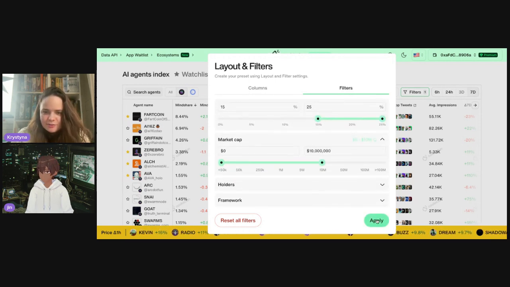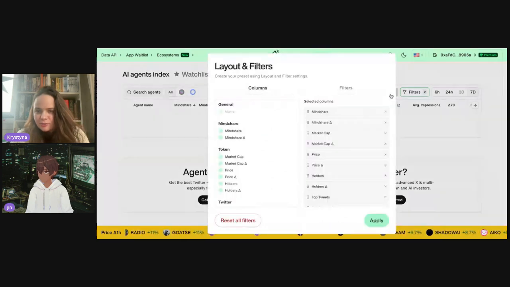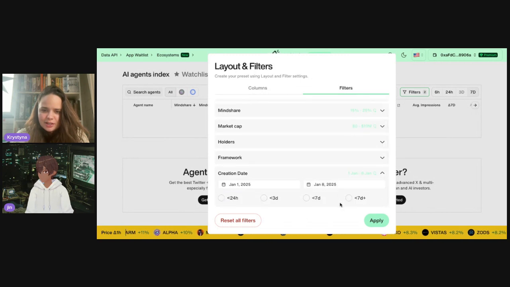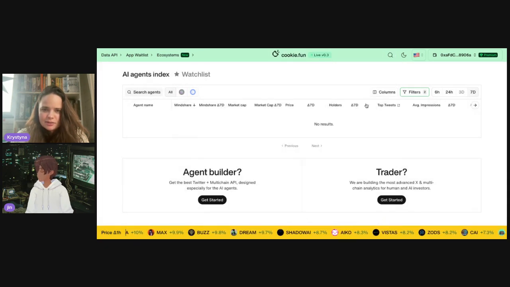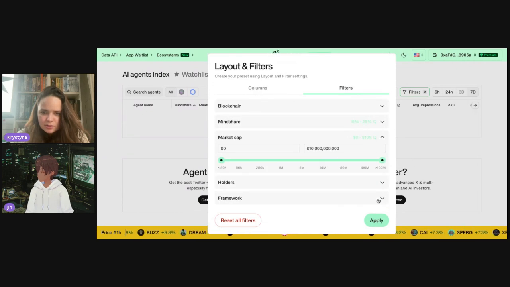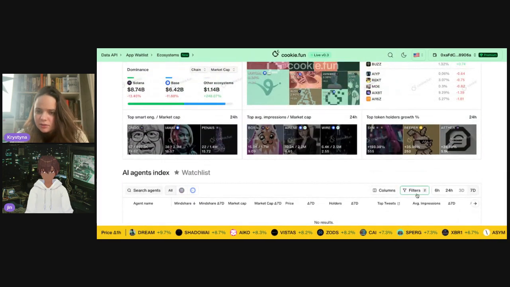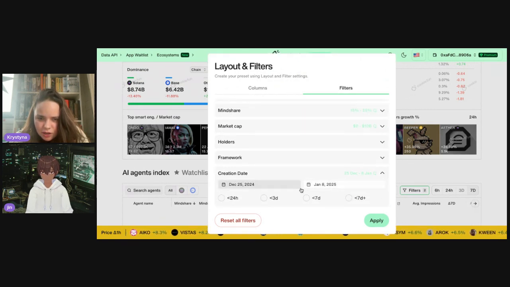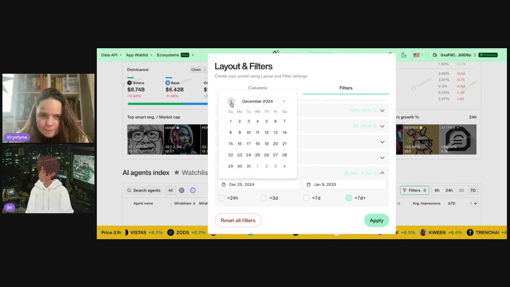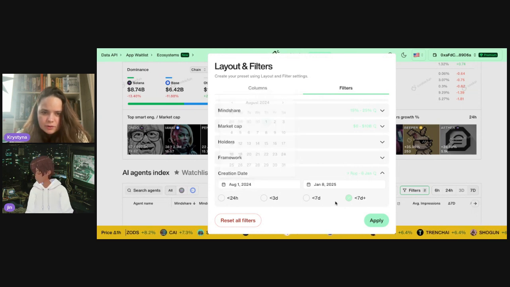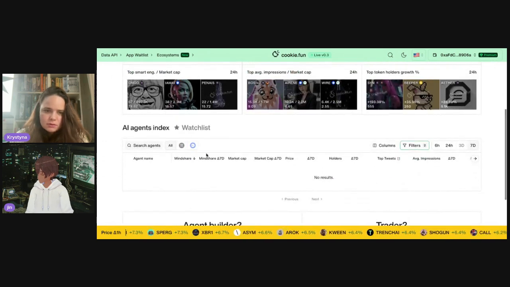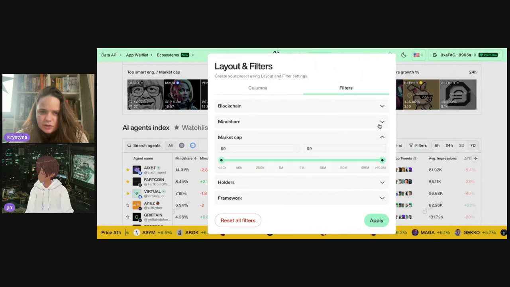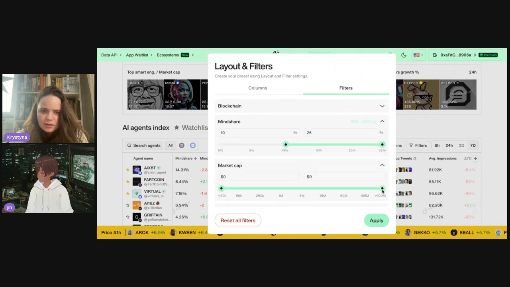Maybe let's do 15% mindshare. Yeah, I thought so. Maybe let's do creation date, 7 days plus. Still no results. Okay, what did I put here? Because it is showing, let's say, from August to today. Strange. Let me reset all filters, and let's try just mindshare 10.